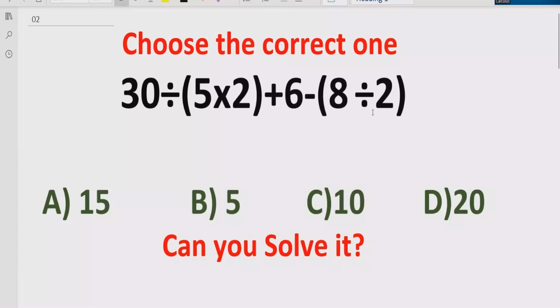Today we will solve another quiz which is related to arithmetic expression. The quiz contains the basic operations: plus, minus, multiplication and division. So we have to solve this quiz using PEMDAS and BODMAS method and find out which answer is correct. In the answer list we have four answers. A is 15, B is 5, C is 10 and D is 20. So let's see after solving it which answer is correct.